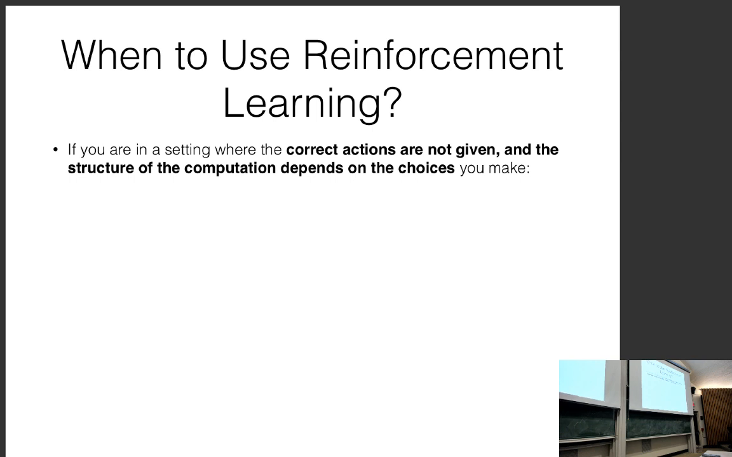Another example would be in the dialogue setting where you give an output and then from some oracle you get a response. And based on that response, you need to take your next output. So the type of computation you do depends on your output. In this case, you basically have no other choice. You have to use something like reinforcement learning or a similar thing like this.